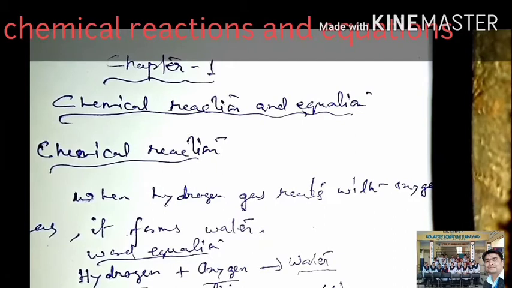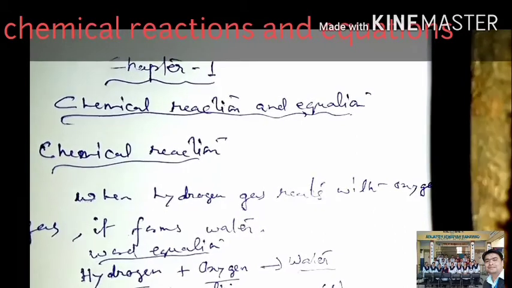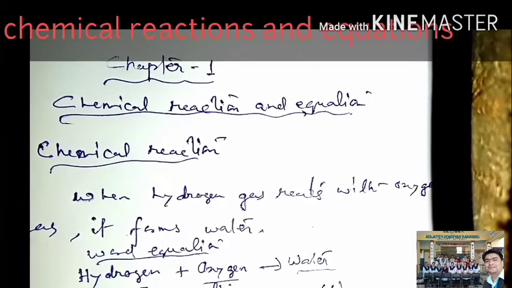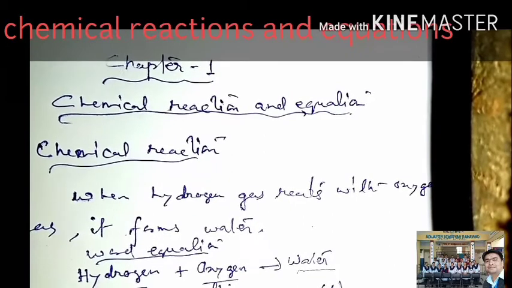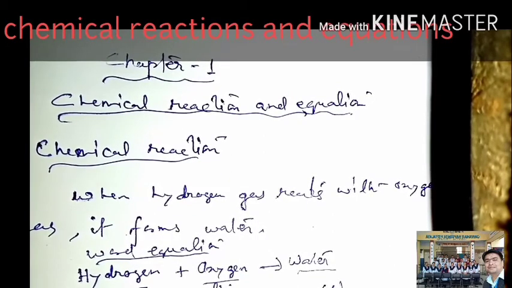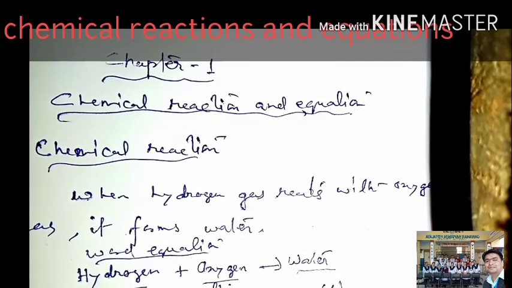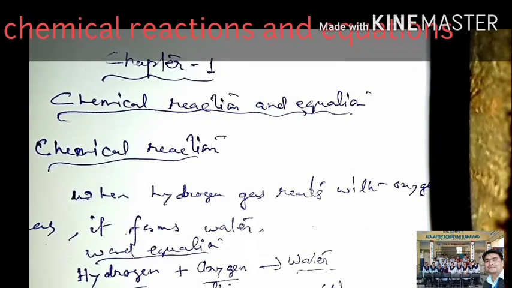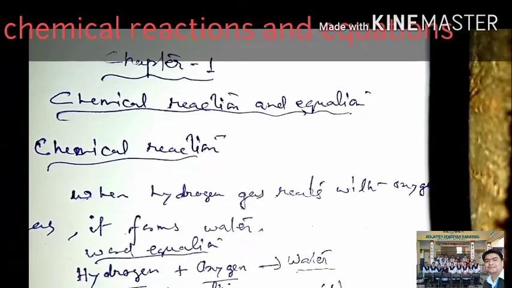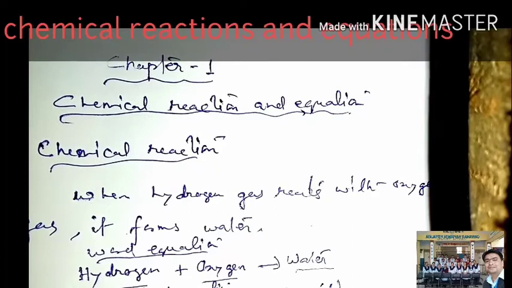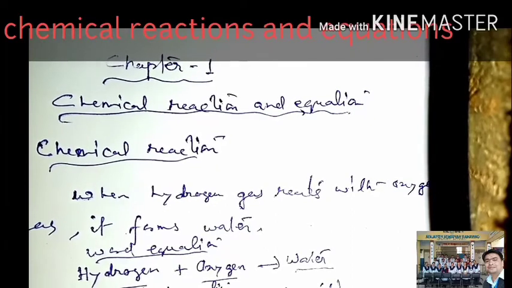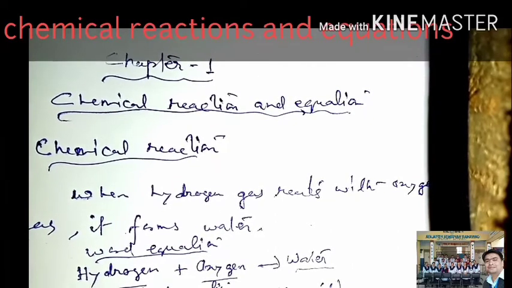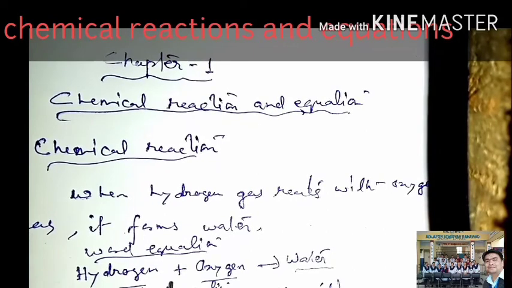Let me tell you, suppose this reaction I am again writing: H2 plus O2 gives you H2O. If I ask you whether this equation is balanced, you will say no, it is not balanced because the number of oxygen is not the same on both sides. Such kinds of equations are called skeletal equations. This is called a skeletal equation. This is called a balanced chemical equation, or you can say the chemical equation, and this is called the word equation.